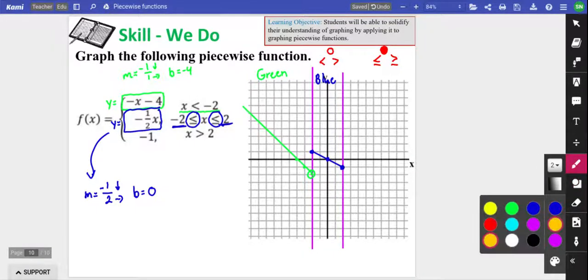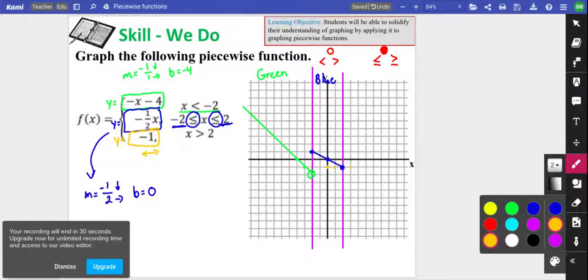The orange section would be the last one. And this one is y equals negative 1. Whenever you don't have an x, the slope is 0. Therefore, this is just a horizontal line at negative 1. I will go to negative 1, and it will be all the points there. So it will be a straight line right there.